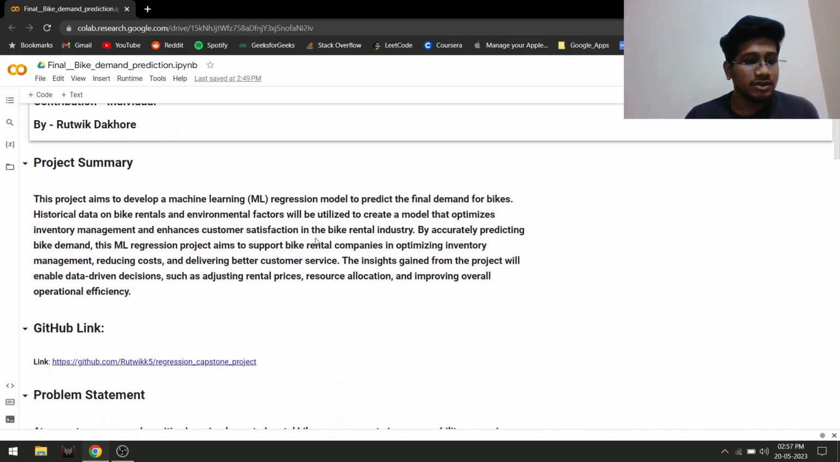This project aims to develop a machine learning regression model to predict the final demand for bikes. Historical data on the bike rental and environmental factors will be utilized to create a model that optimizes inventory management and enhances customer satisfaction. By accurately predicting bike demand, this ML regression project aims to support bike rental companies in optimizing inventory management, reducing costs, and delivering better customer service. The insights gained from the project will enable data-driven decisions such as adjusting rental prices, resource allocation, and improving overall operational efficiency.